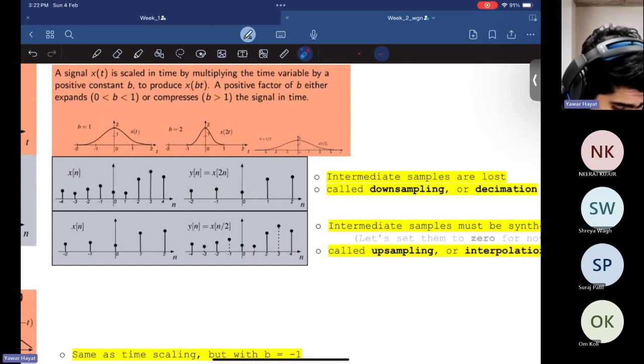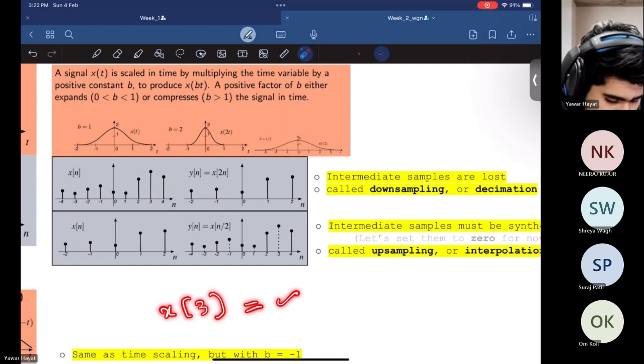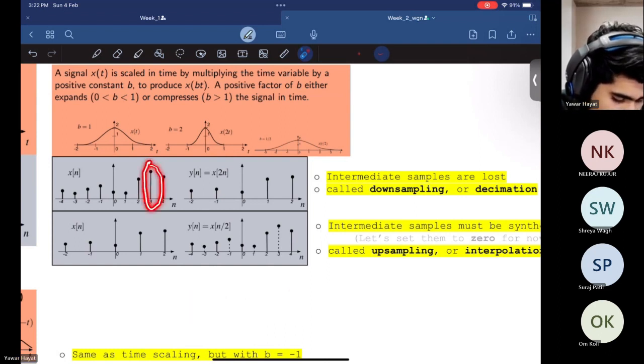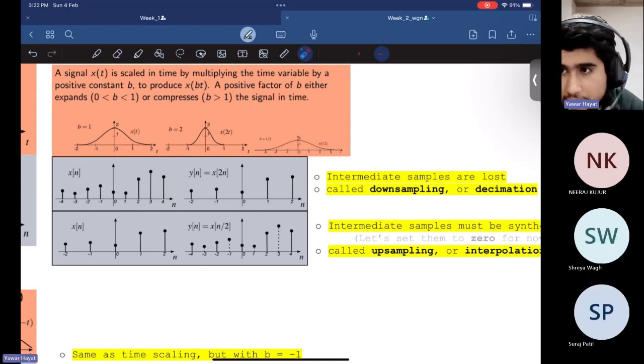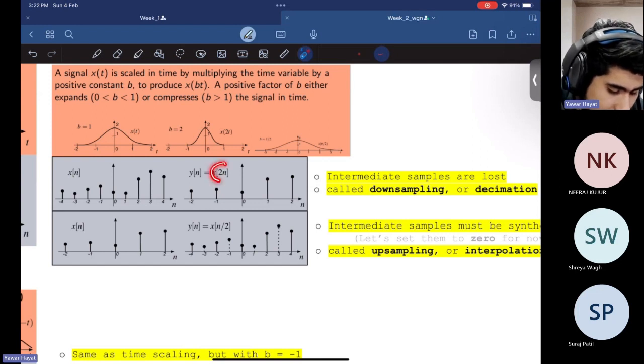So earlier we had, how should I explain this, x of 2n, x of 3n. Suppose we had this signal, and at x of 3 we had some value. Now for x of 2n, will that value occur in the sequence x of 2n?